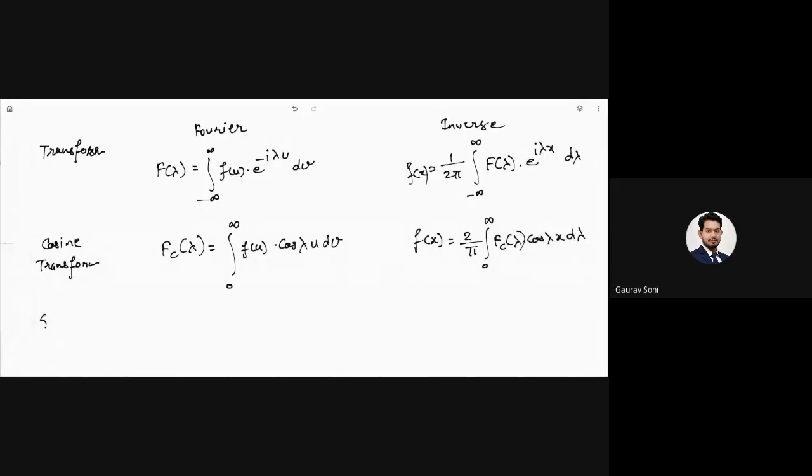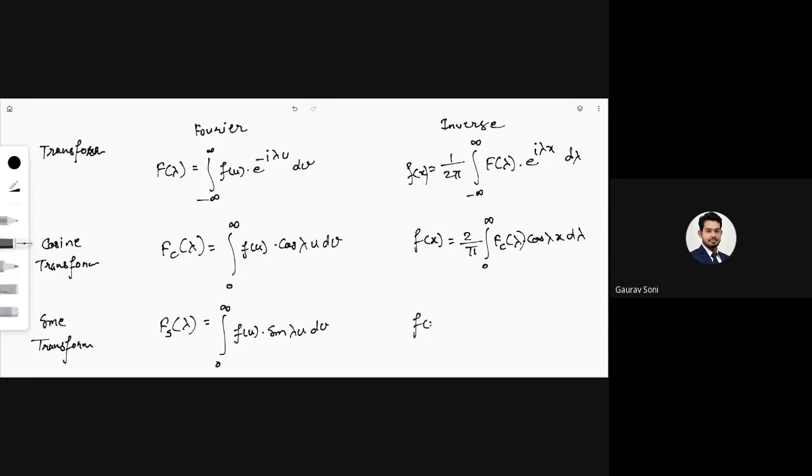And the third one is the sine transform. The Fourier sine transform is denoted by F suffix s of lambda, which is equal to integral 0 to infinity f of u sine lambda u du. An inverse Fourier sine transform is given by 2 by pi integral 0 to infinity of F suffix s of lambda sine lambda x d lambda.